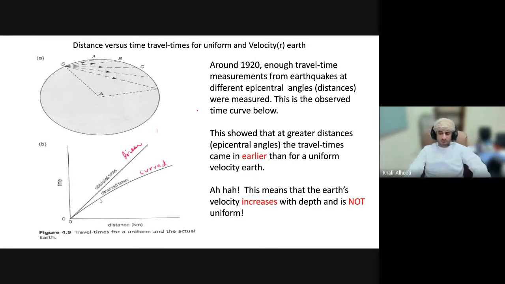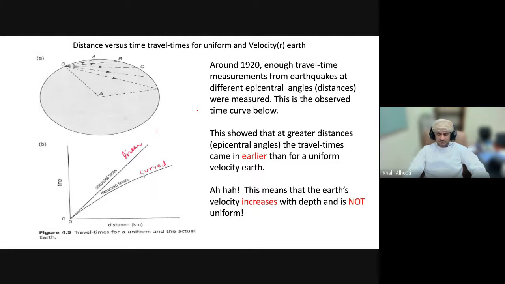And this travel time has a curved shape. That's what we see, rather than a linear shape. The reason is that the Earth is not homogeneous. The velocity is increasing with depth.